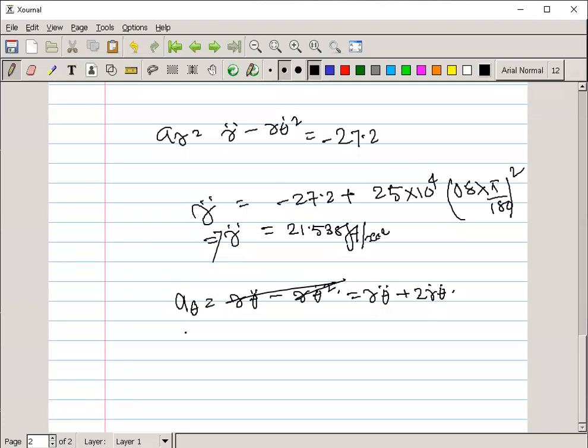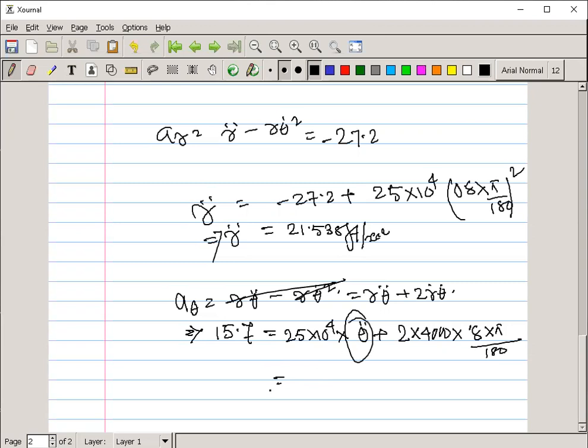So 15.7 is equal to r, which is 25 into 10 to the power 4, into theta double dot, which we have to find, plus 2 into r dot, which is given as 4000, and theta dot, which is given as 0.8 into pi by 180. So here we have to find this theta double dot. So theta double dot is equal to 15.7 divided by this whole term. So let's see what is the value.